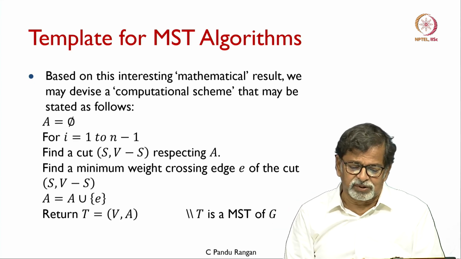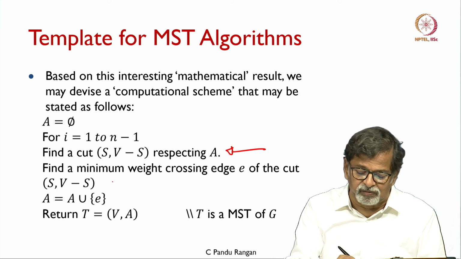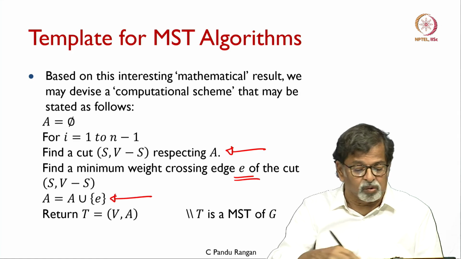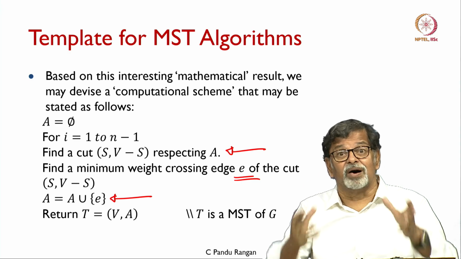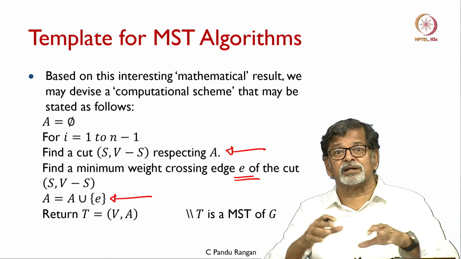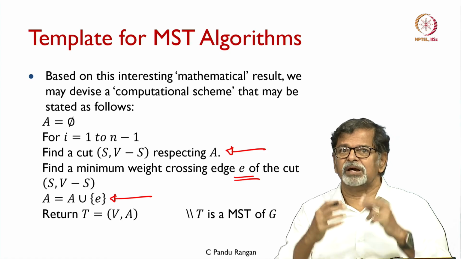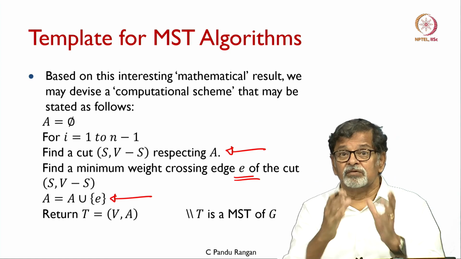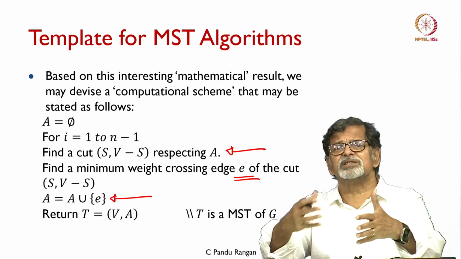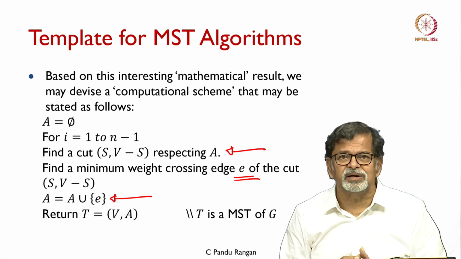That is it. Therefore, the algorithm is: find a cut respecting A, find a minimum weight crossing edge E. A is A union E. Go back. Now A is updated. For the updated A, find a cut respecting A. In the new cut, find a minimum weight crossing edge. Add that to A. Now A will have 2 edges. Again go back. For the 2 edge A, find a respecting cut, and so on. Do this n minus 1 times, you have the edge set of a minimum spanning tree.